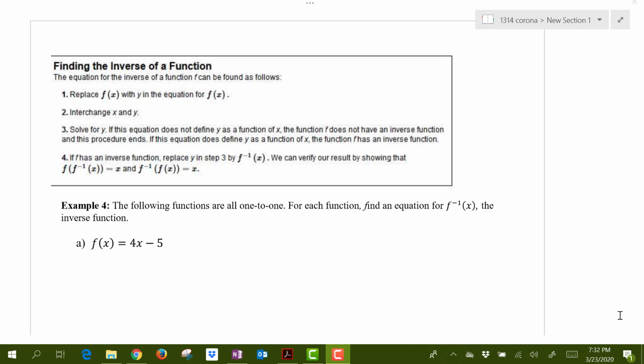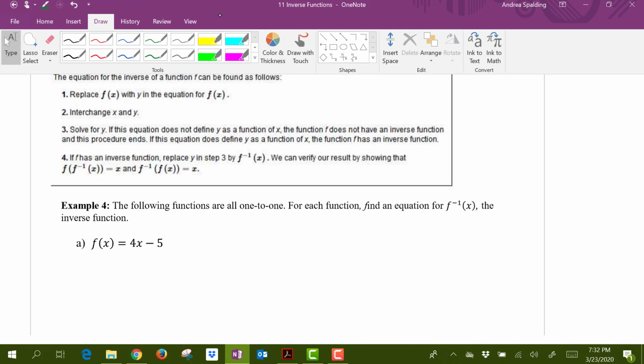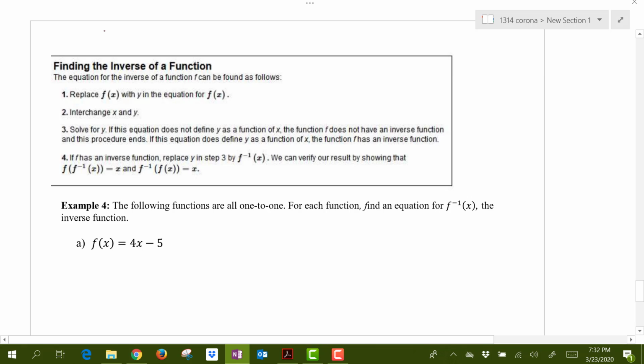The last thing that we are going to do with inverse functions is finding the inverse of a function. So let's say that we are given the equation of a function and we wish to come up with the equation of the inverse on our own. We can create the inverse function ourselves by doing these 4 steps.